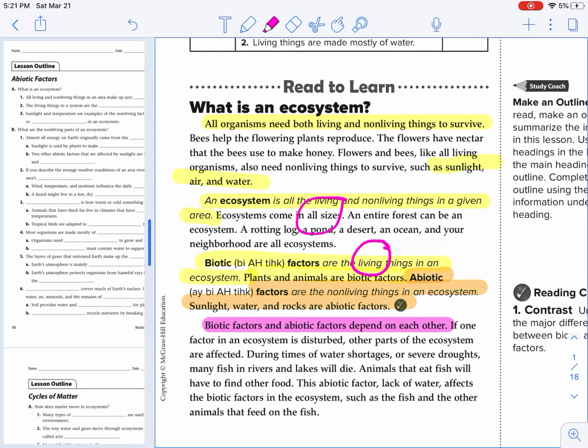If one factor in an ecosystem is disturbed, other parts of the ecosystem are affected. During times of water shortages or severe droughts, many fish in rivers and lakes will die. Animals that eat fish will have to find other food. This abiotic factor, lack of water, affects the biotic factors in the ecosystem, such as the fish and the other animals that feed on the fish.